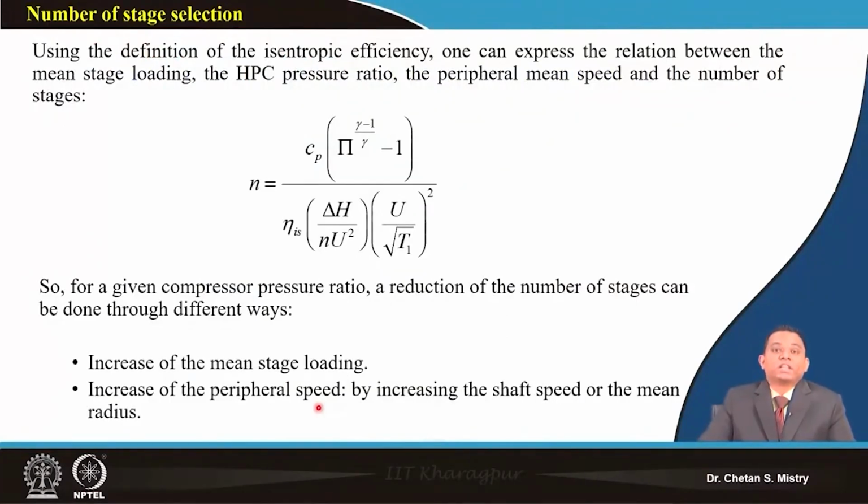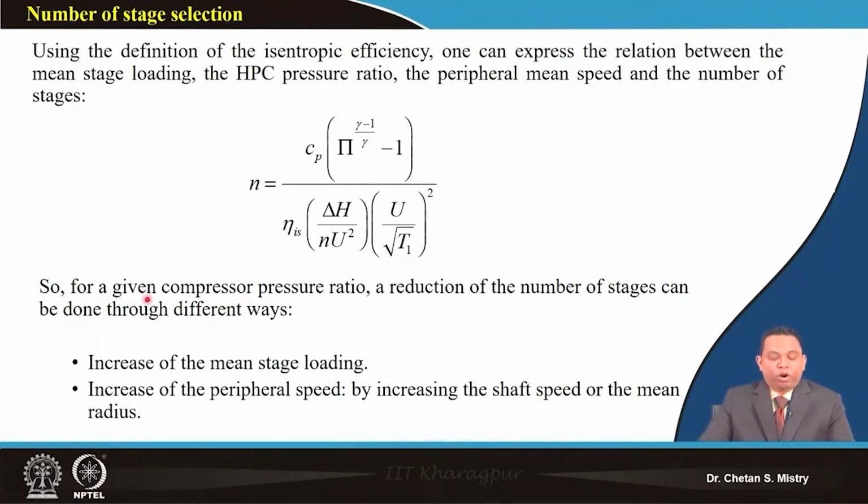So if we consider, say, our HP compressor, my overall pressure ratio is correlated based on two parameters. One is the stage loading factor, and the second is the peripheral speed. Here, this represents the number of stages for the HP compressor. This is my overall pressure ratio for the HP compressor, this is my stage loading coefficient, and this represents my peripheral speed parameter.